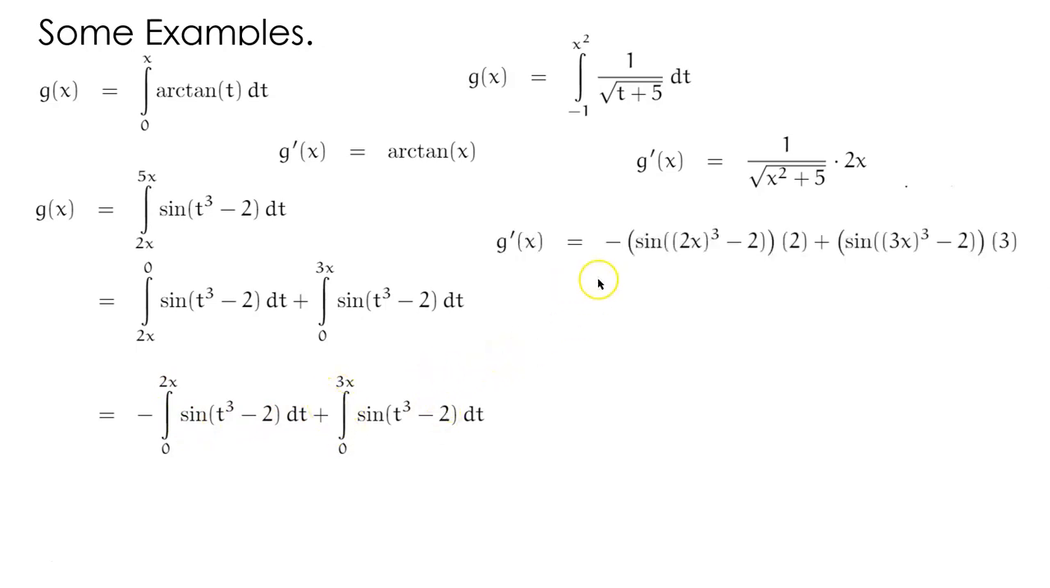This first one becomes negative, and I stick in 2x for t, so I get 2x cubed minus 2. Then I have to multiply by the derivative of what I stuck in, which is 2. For the second part, I stick in 3x for my t, then subtract 2, and multiply by the derivative of what I stuck in, which gives me a 3. I can clean it up a little bit, but not much.